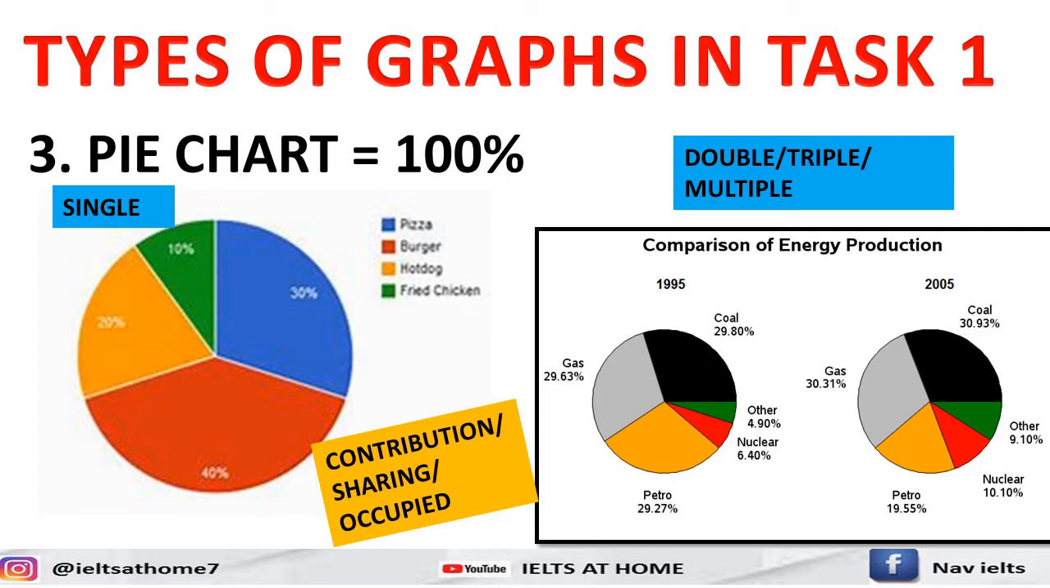It's just simple. You just need to compare. If there is only one pie chart, you just need to compare all the percentages of a single pie chart with each other, and if you have two, you need to compare the data of the 2 pie charts with each other. So it represents just the contribution and sharing of something.